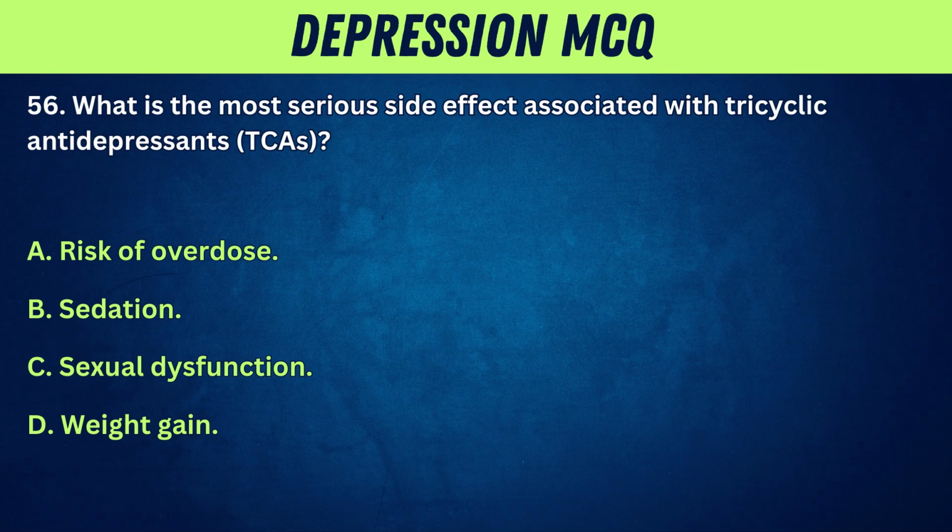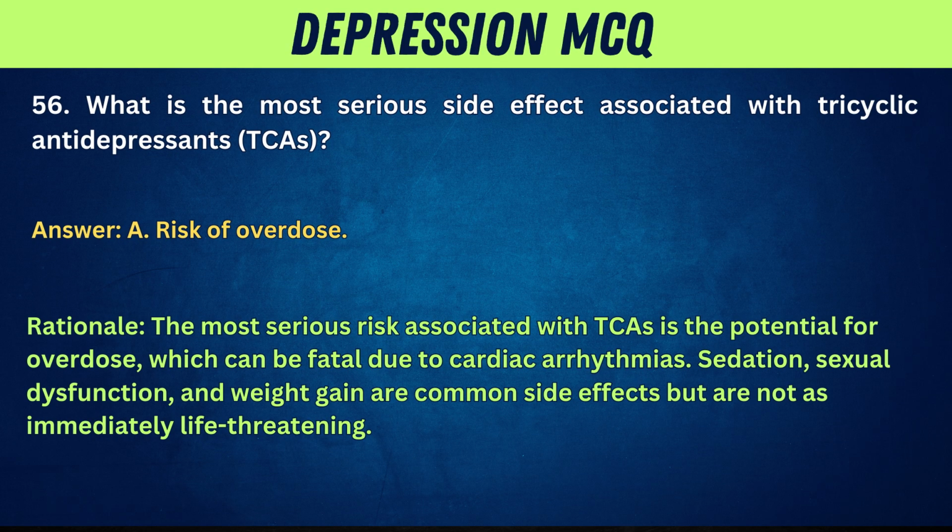56. What is the most serious side effect associated with tricyclic antidepressants, TCAs? A. Risk of overdose. B. Sedation. C. Sexual dysfunction. D. Weight gain. Answer: A. Risk of overdose. Rationale: The most serious risk associated with TCAs is the potential for overdose, which can be fatal due to cardiac arrhythmias. Sedation, sexual dysfunction, and weight gain are common side effects, but are not as immediately life-threatening.